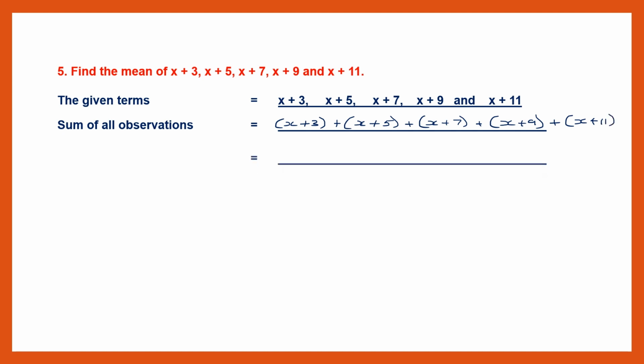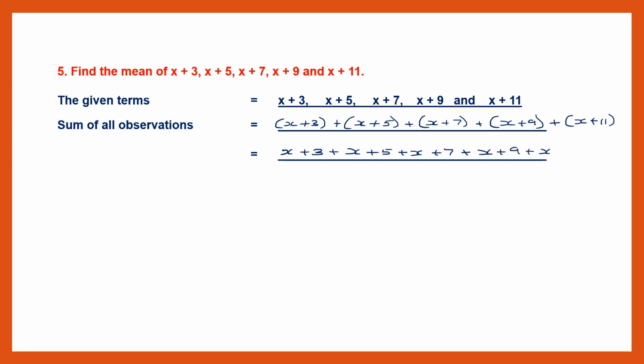So when you add, the first thing we'll do is remove the brackets. Always when you remove the brackets, you need to see the sign before that. Since it's plus, there is no change here. Everywhere it is plus. So we can open these brackets and write these terms as they are. So it will be x plus 3 plus x plus 5 plus x plus 7 plus x plus 9 plus x plus 11. In the next step, we'll count all the x. 1, 2, 3, 4, 5. So we have 5x.